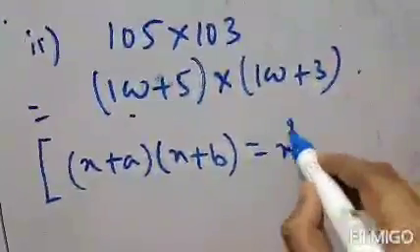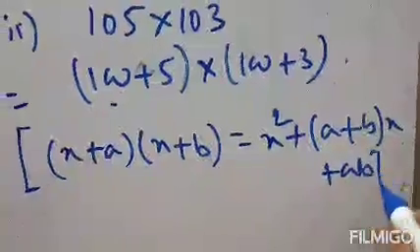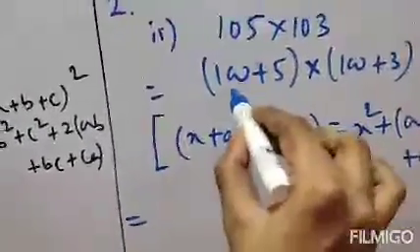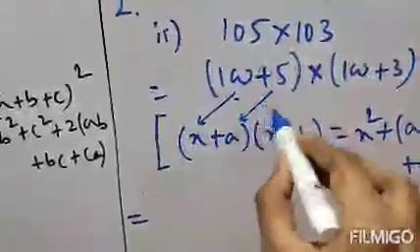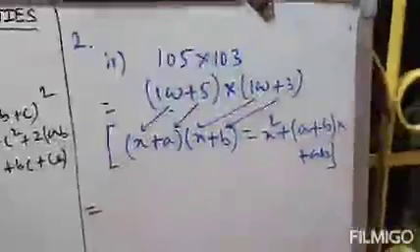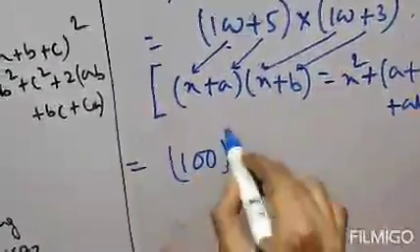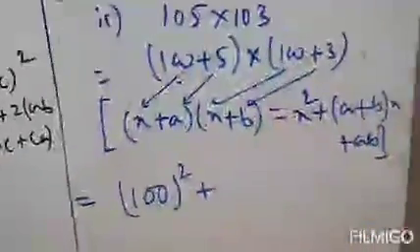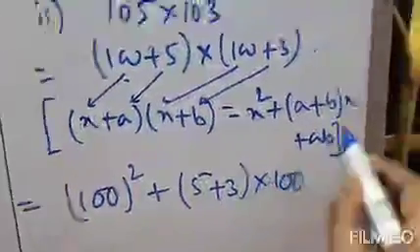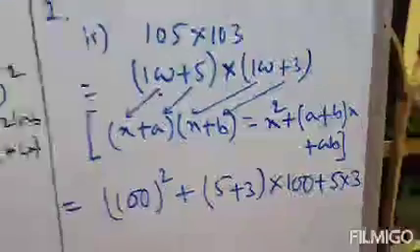And what is the formula of this identity? The formula of this identity is x square plus a plus bx plus ab. Both are plus sign, so this identity should be used. So what is x? The value of x is 100, a is 5, and b is 3. If you compare, the value of x is here 100, that means x square, that means 100 square, plus a plus b. A is 5 and b is 3, that means 5 plus 3. Value of x is 100, so ax is 100, plus ab. A is 5, b is 3. Clear?